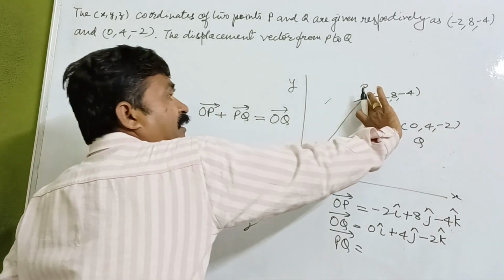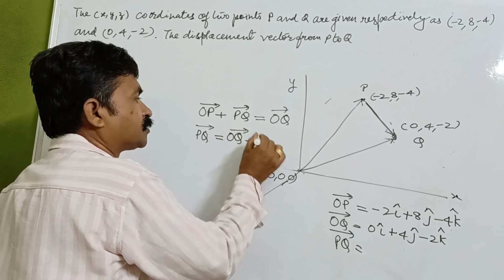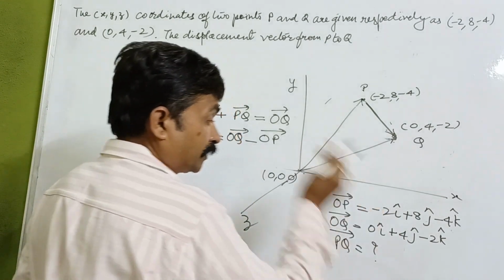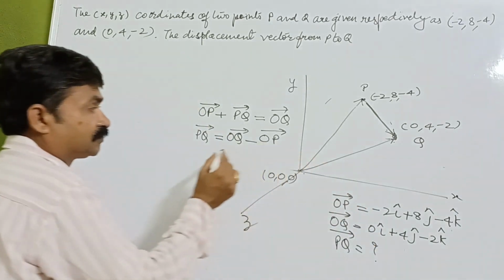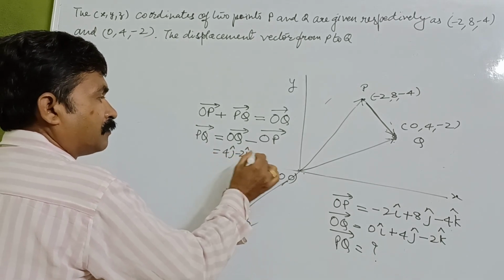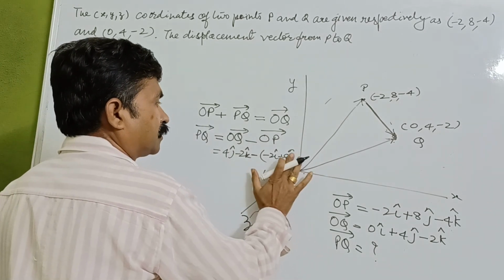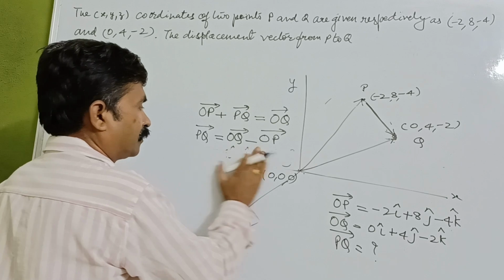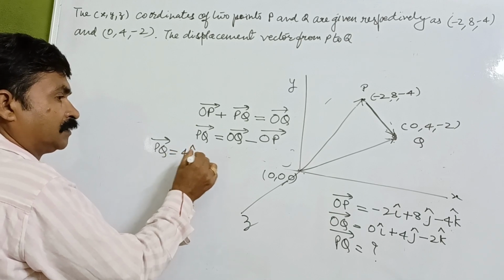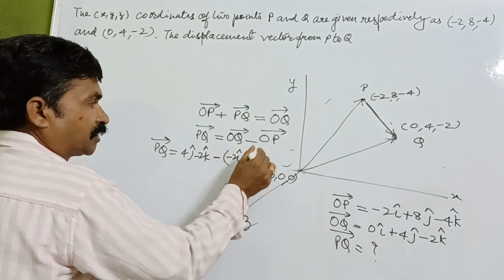Now we have to determine this displacement vector. So the PQ vector is the OQ vector minus the OP vector. Now we have the OQ vector here: 0 into i cap, that is 0. So we take 4j cap minus 2k cap, minus this (-2i cap plus 8j cap minus 4k cap). So the PQ vector will give 4j cap minus 2k cap minus (-2i cap plus 8j cap minus 4k cap).